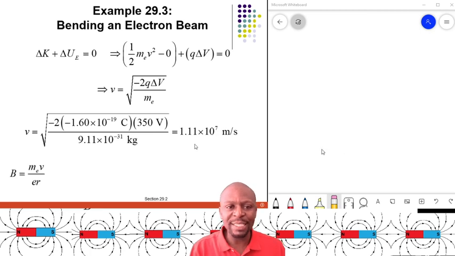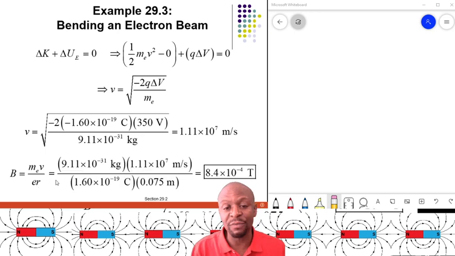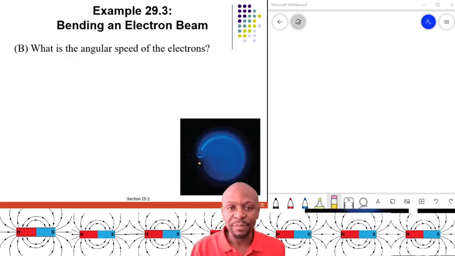But the question was asking us to get the magnetic field. Now we know the mass of an electron, we know the velocity from the previous answer, we know the charge, and we are given the radius. If you plug in the values, you will get the magnetic field as 8.4 times 10 to the power minus 4 Tesla. Right.